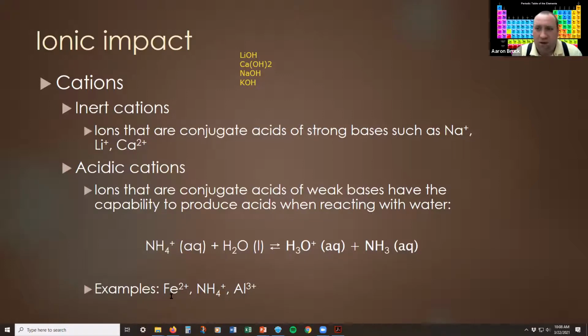But on the whole, again, we don't see these too often because most of the things that we encounter in the lab are alkali and alkaline earth metal salts. So again, usually we are looking on the basic side of the ledger, although occasionally we do see ourselves dipping onto the acid side.